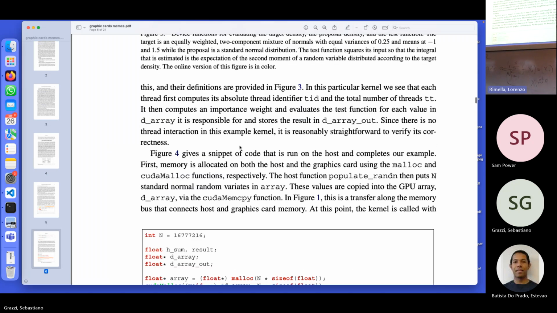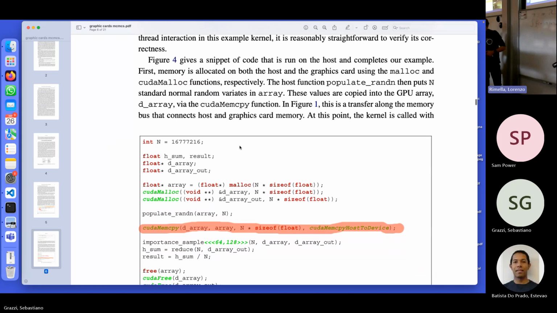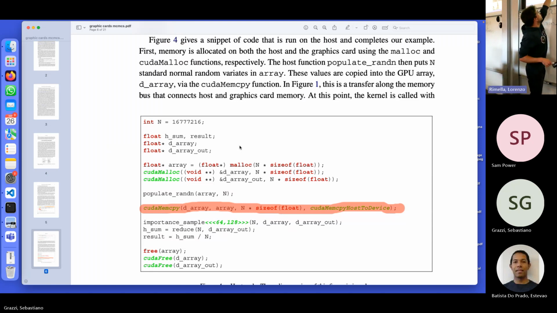And let's go to the main program, which is this one. In the main program, we start by pre-allocating. We create a floating array in the CPU, which is the first line, this line here.